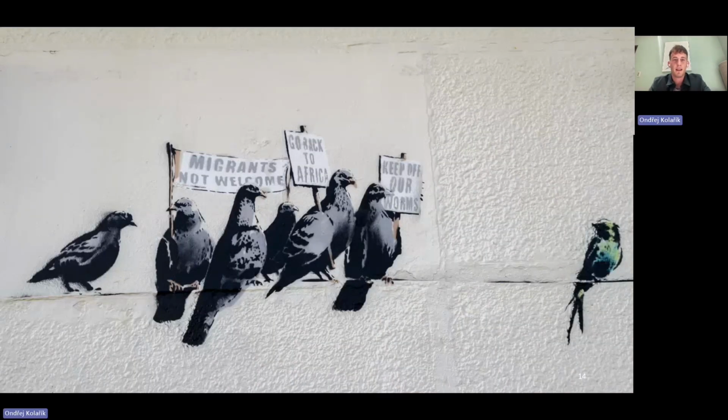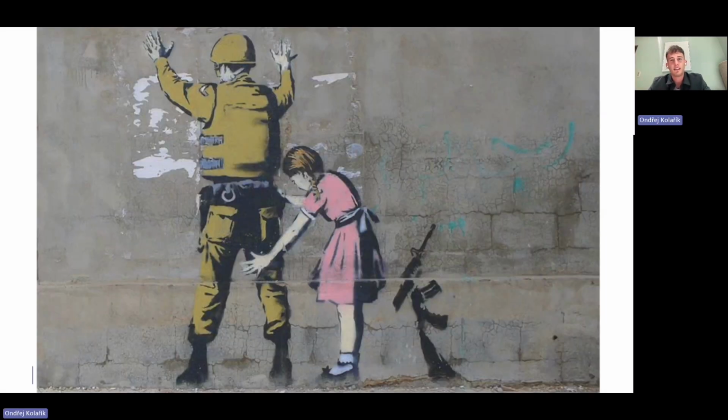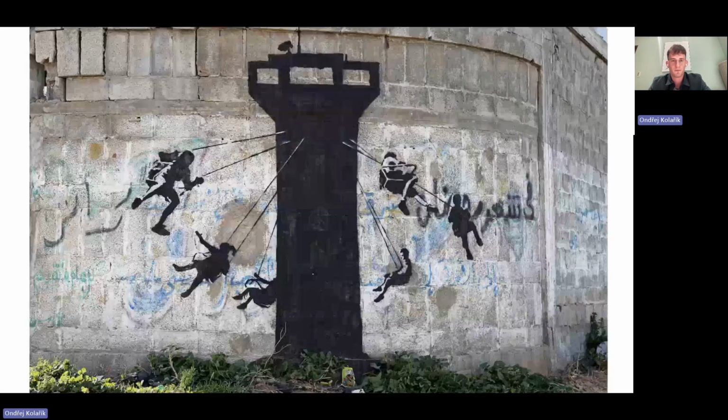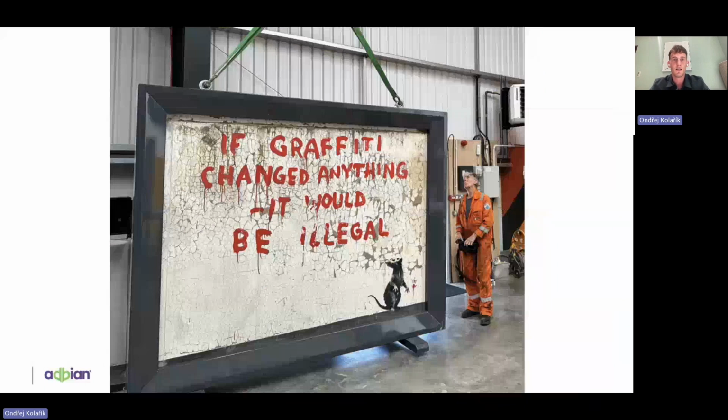For example, this piece is directed or was released during the migrant crisis almost a decade ago. And these two pieces are located in Gaza Strip. So as you can see, his artwork is very distinctive, very, I would say, provocative, and can spark some interesting discussion. This is also one of my favorite pieces. If graffiti changed anything, it would be illegal, which obviously is.